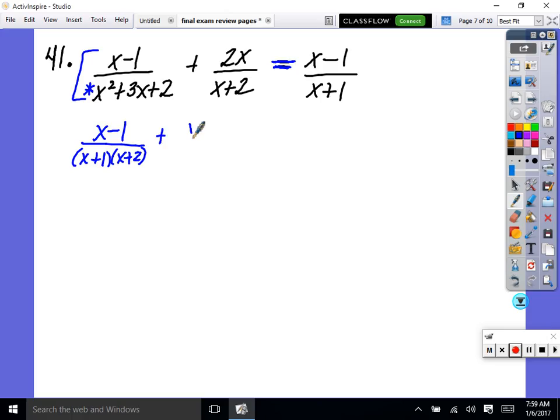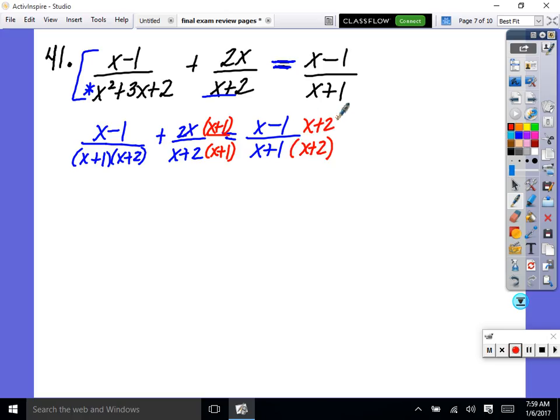Then we have plus 2x over x plus 2, and that's equal to x minus 1 over x plus 1. So we need all of our denominators to be the same. So it looks like this has an x plus 2, this has an x plus 1, this has an x plus 2, needs x plus 1. Most important thing is putting your parentheses. This has x plus 1, it needs x plus 2. Parentheses, parentheses. Anytime there's two terms, let's add in parentheses.